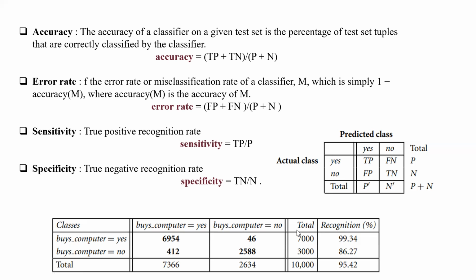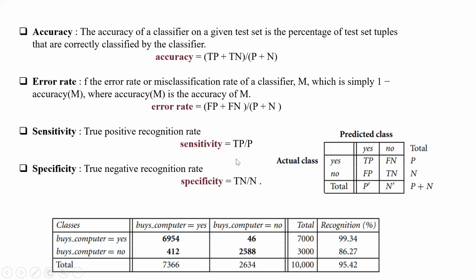Total will be found by 6954 plus 46. It will give 7000, which is the P value. Then 3000 will be the N value. The total will be 7000 plus 3000, giving 10,000 as P plus N. P dash will be 6954 plus 412, which gives us 7366, and same here 2634.